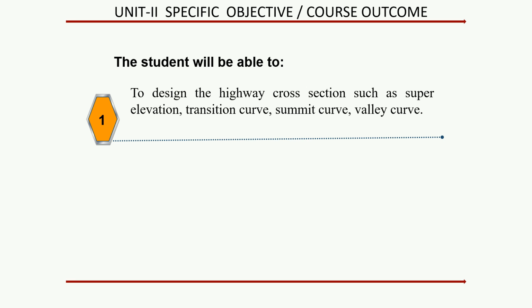The specific objectives of this topic, or course outcomes, are that the student will be able to understand the various terminology related to the construction of highways and roadways. Basically, the student will be able to understand the design of highway cross sections such as super elevation, transition curve, summit curve, valley curve, and the various applications of these curves for the various road structures.